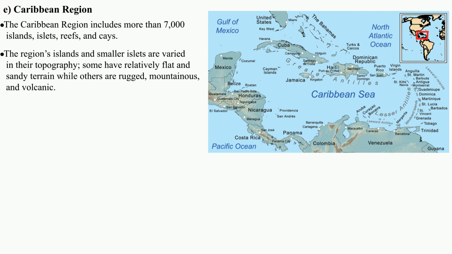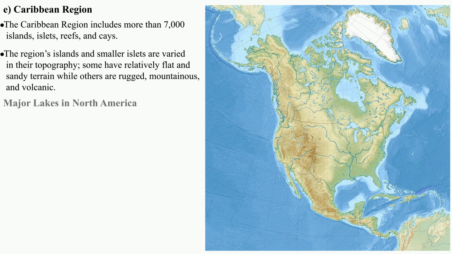Some have relatively flat and sandy terrain, while others are rugged, mountainous, and volcanic. Category is the major lakes in North America. So let's discuss one by one.